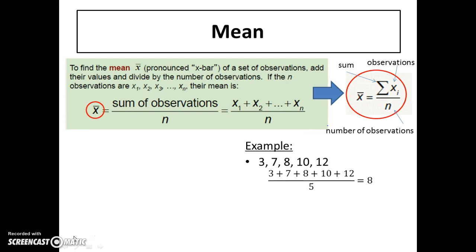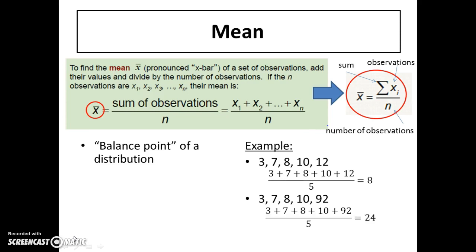And what this means is, let's say that these numbers 3, 7, 8, 10, and 12 represented the number of first cousins that people in 5th period statistics had, right? This means that if everybody had the same number of cousins, they would each have 8 cousins. For this reason, we call the mean the balance point of a distribution. So now let's say we change the number of cousins to be 3, 7, 8, 10, and 92 instead of 12. And we take the average of those and look at how drastically different the average is when we change this 12 to a 92.